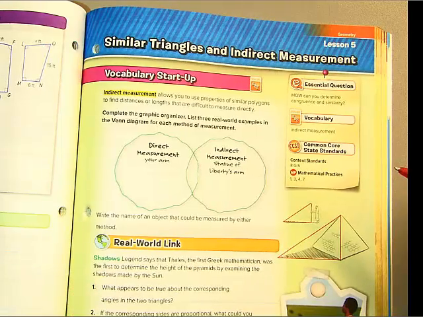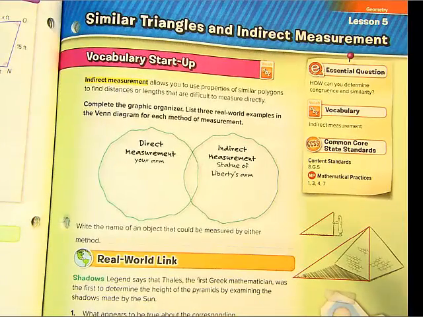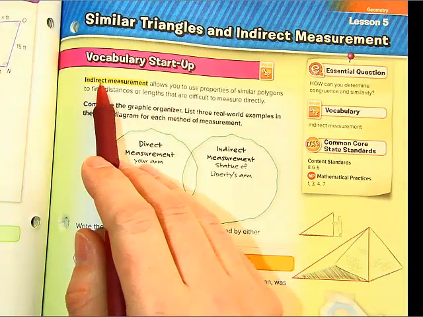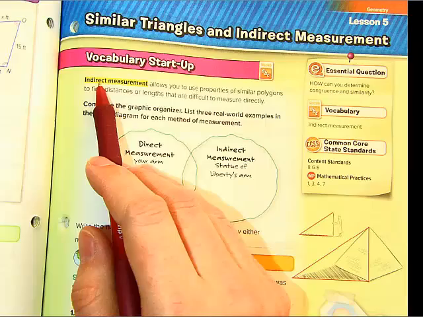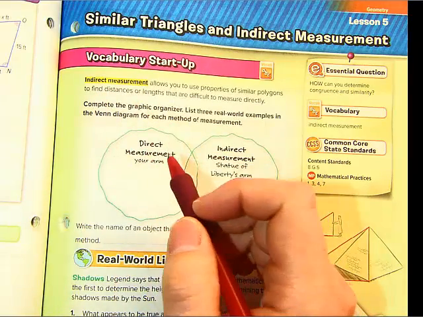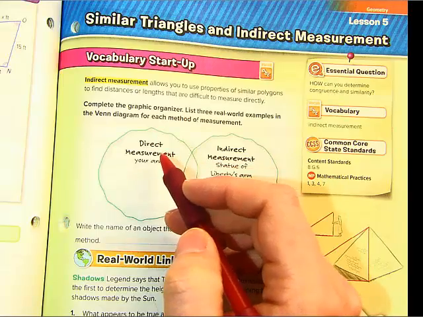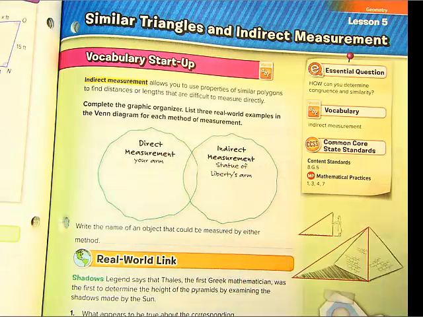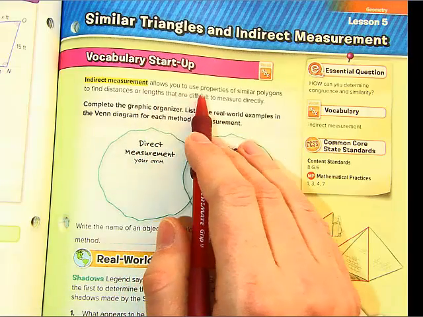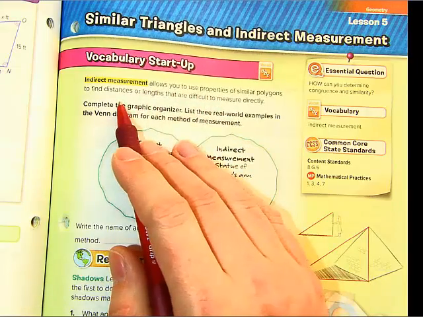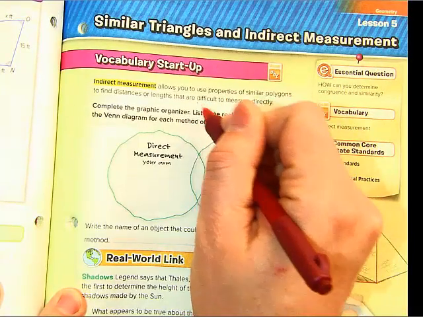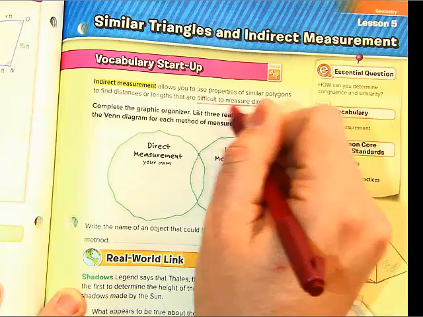Okay, so what we have here is this word indirect measurement. Indirect measurement basically is the opposite of direct measurement, of course. But direct measurement and indirect measurement are both accurate ways of measuring things. Indirect measurement allows us to use properties of similar polygons for distance or lengths that are difficult to measure. I want you to underline difficult to measure directly.